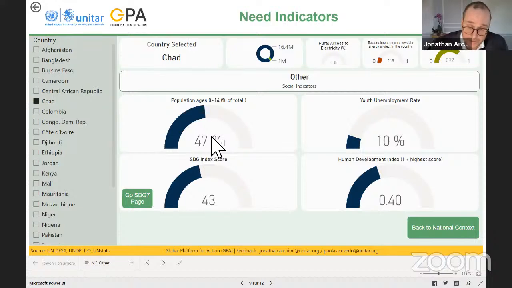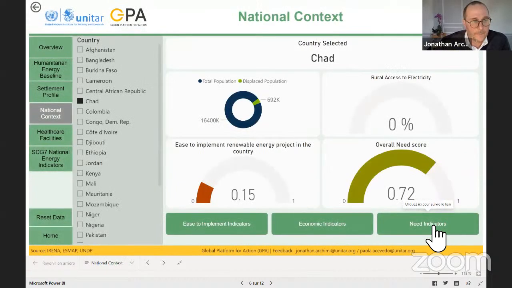It's not only providing energy access, it's also increasing future hope for the children, and it's also increasing equality by providing electricity and energy in displacement settings. Voila for this national context. I hope to finish earlier, so you will have 10 minutes maybe for a cup of tea and a break during this afternoon.